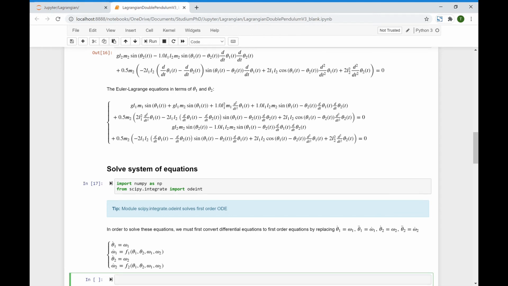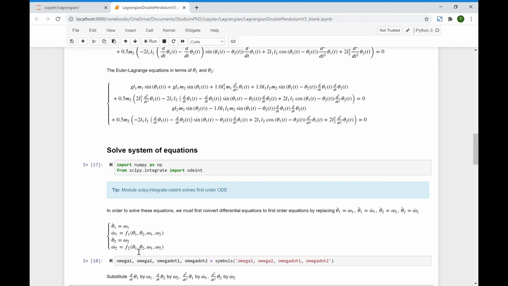So now we have to define some variables needed for symbolic computation. It will be ω1, ω2, ω̇1 and ω̇2. So now we have to perform the following substitution. This can be done in the following way.